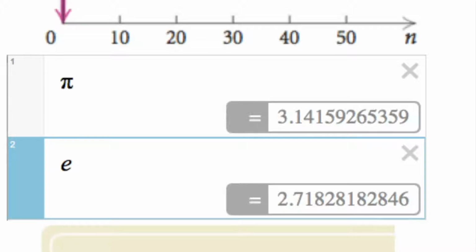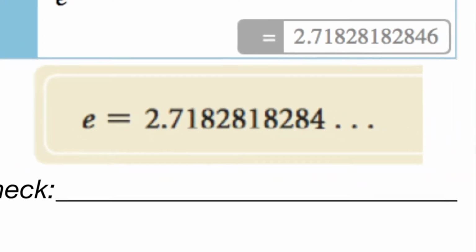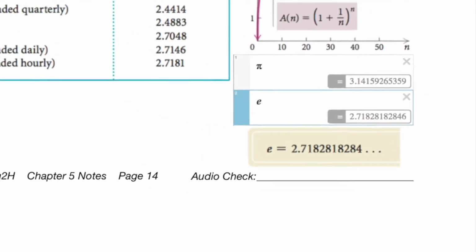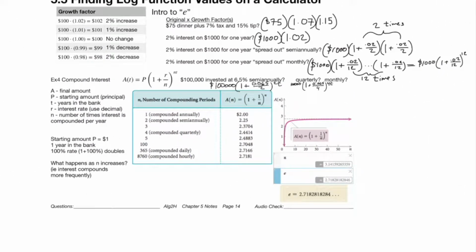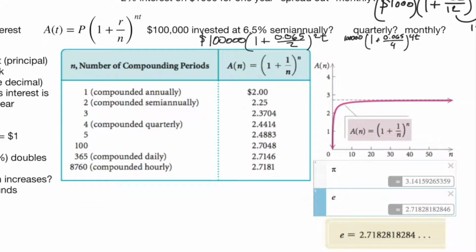2.718281828846, and it's an irrational number, never ends, no perfect decimal representation. But your textbook says it like this: e is equal to 2.718, and it keeps on going. The thing to remember about e is that it's just a number, and you can approximate it as 2.7.